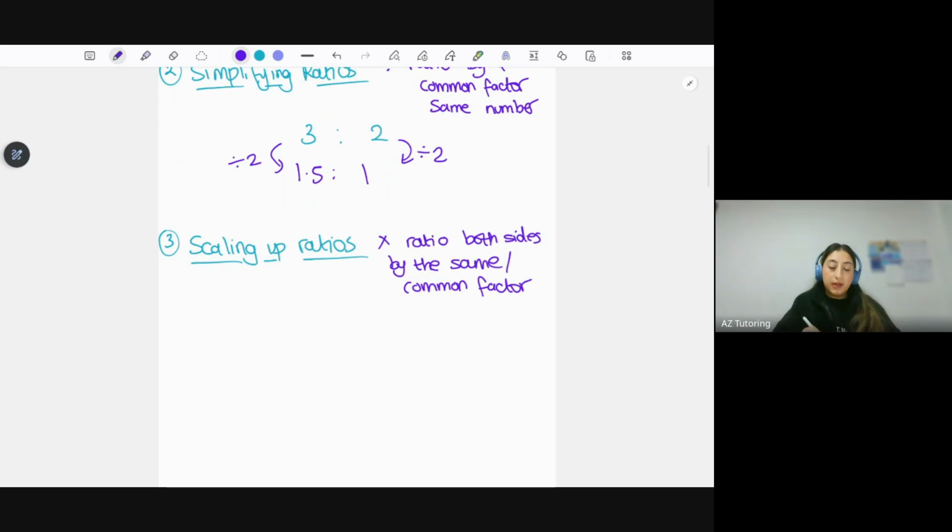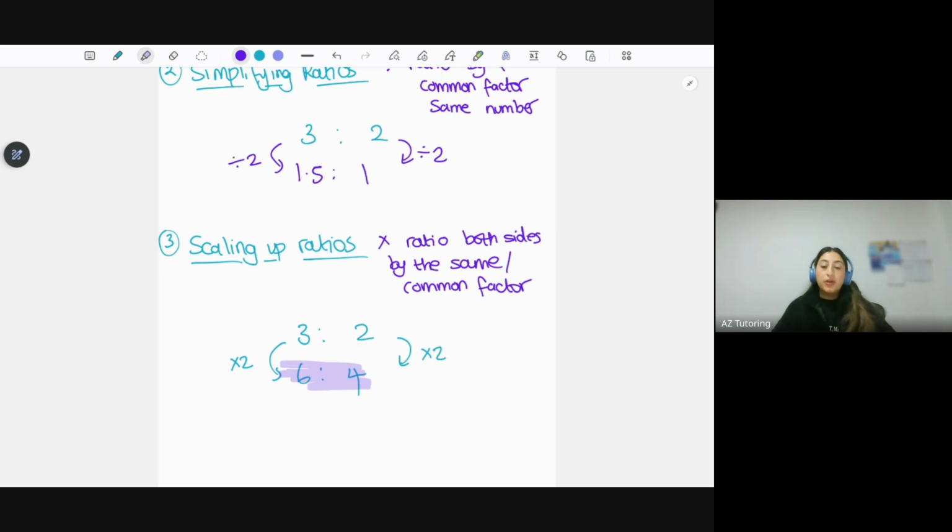So again, using the same example, my ratio is 3 to 2. I'm going to scale up, so I'm going to multiply both sides by 2. 3 times 2 is just 6. 2 times 2 is just 4. Therefore, my answer is 6 to 4. I've scaled it up using the ratio given.